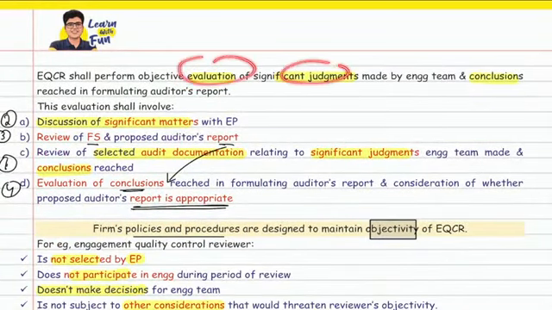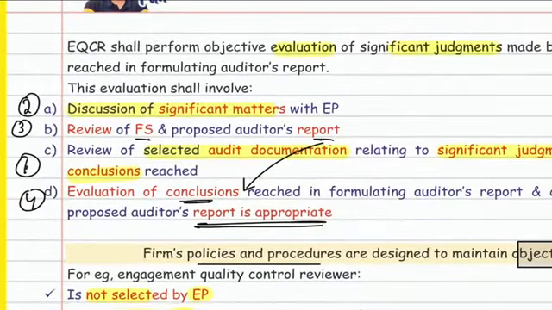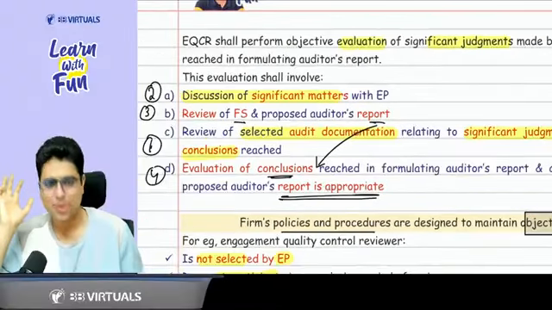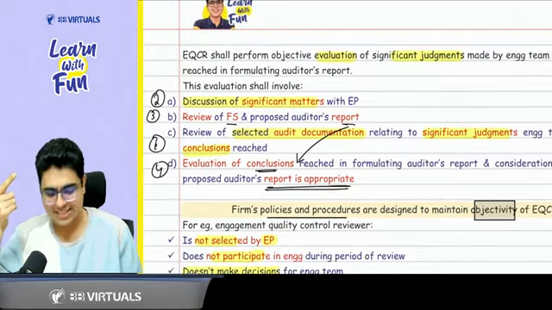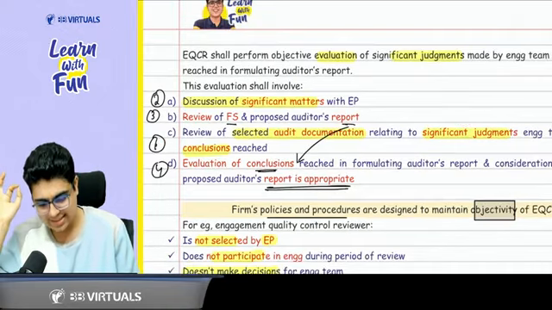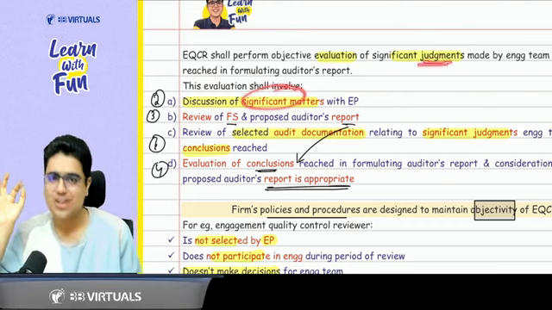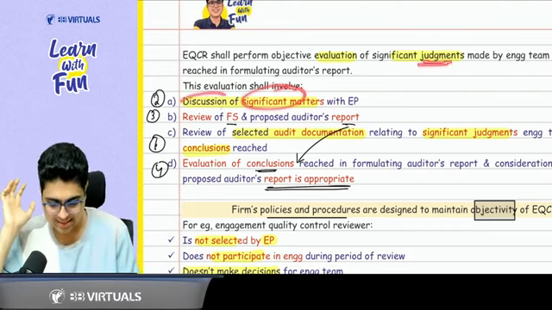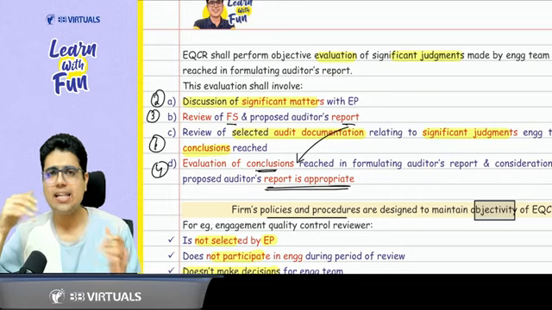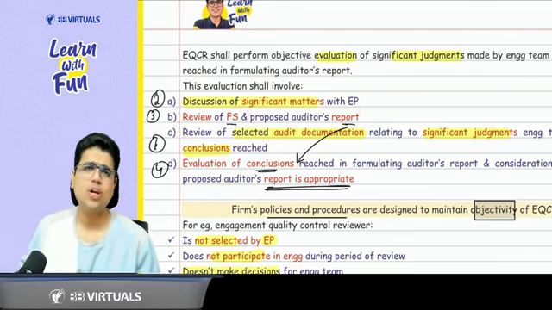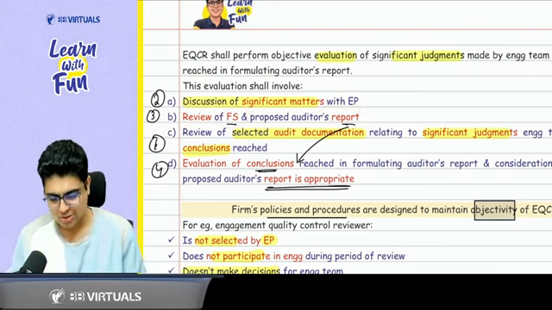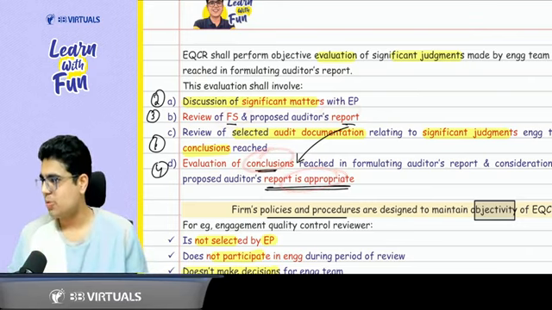For evaluating the significant judgments, the basic and the most important thing is checking the documentation of significant judgment. Another point which is related to it, just go by the numbering, significant matters. Something related to significant judgment is significant matters, discuss the significant matters. Third and the basic thing is review the financial statement and audit report. And in the report, what will you check? Whether the conclusions and report are appropriate or not.